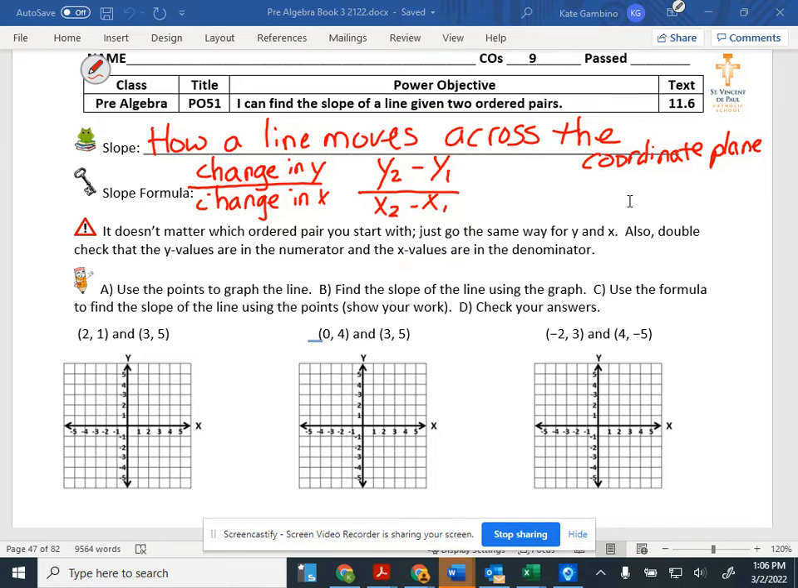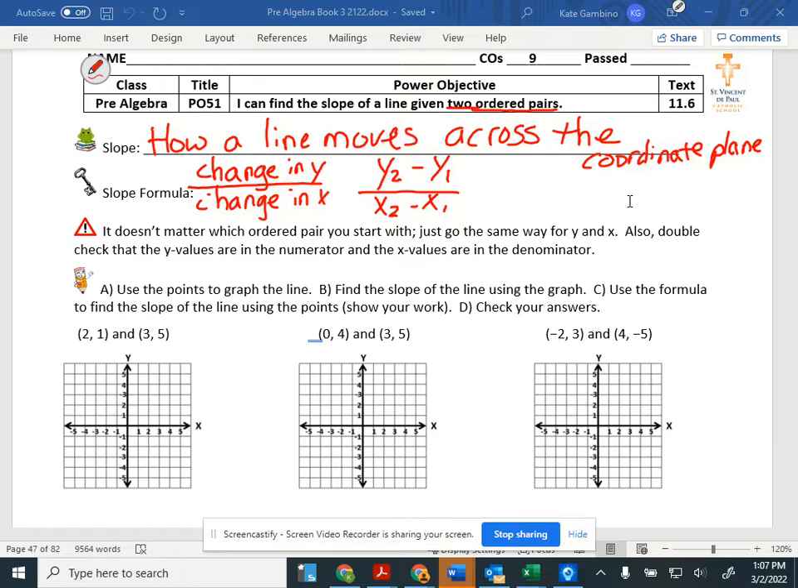So we can see up here, it says we're going to have two ordered pairs. So if we look at y2, which ordered pair is it going to be in, the first one or the second one? The second ordered pair's y minus the first ordered pair's y. And that's going to be over x2 minus x1. So the second ordered pair's x minus the first ordered pair's x. Then we're going to subtract them from each other.